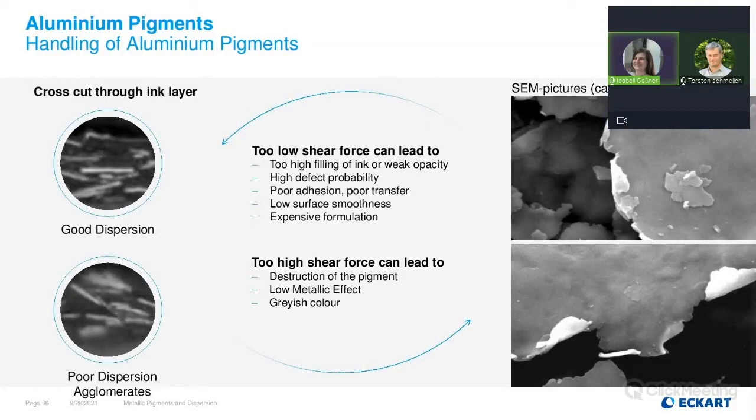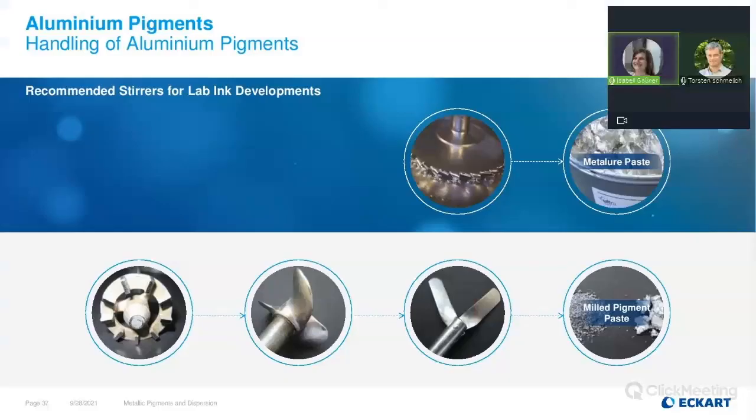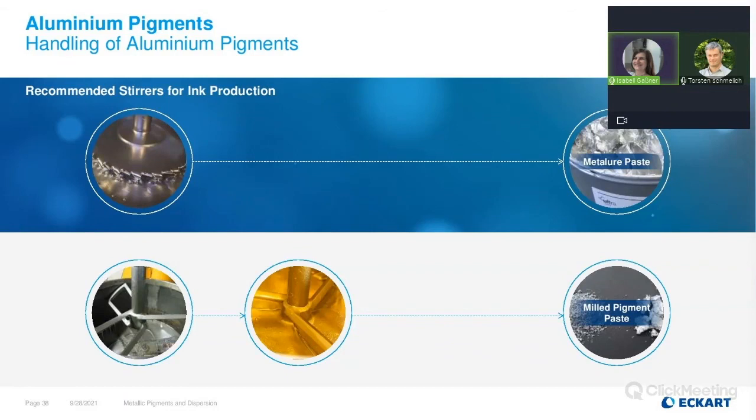How to avoid this? Can show you the next slide. How we dissolve in our lab. What kind of dissolvers do we use? So for Metalure, the VMP paste, we use a disc dissolver, and this kind of stereo variants for the milled pigment pastes and in our production. Also here for the vacuum metallized pigment, we use the disc, and in production for the milled pigment paste, we use the butterfly stirrer to get a sufficient dispersing.